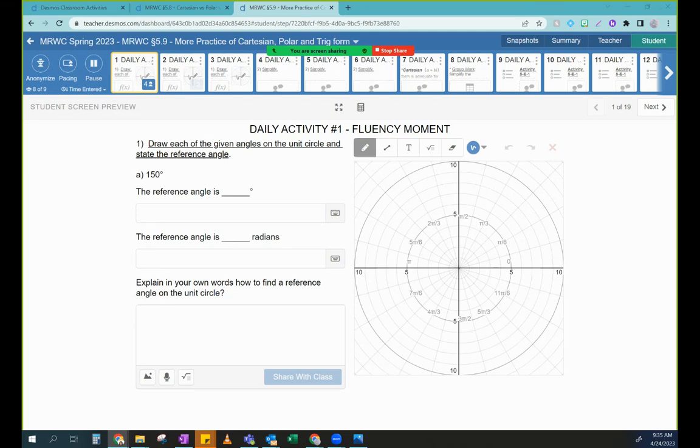So we're going to talk about reference angles. And reference angles are super important when we're talking about a unit circle, or whatever we're talking about, an angle of rotation that's larger than 90 degrees. Okay. So whenever I use the unit circle, I'm always going to draw my right triangle to the x-axis.